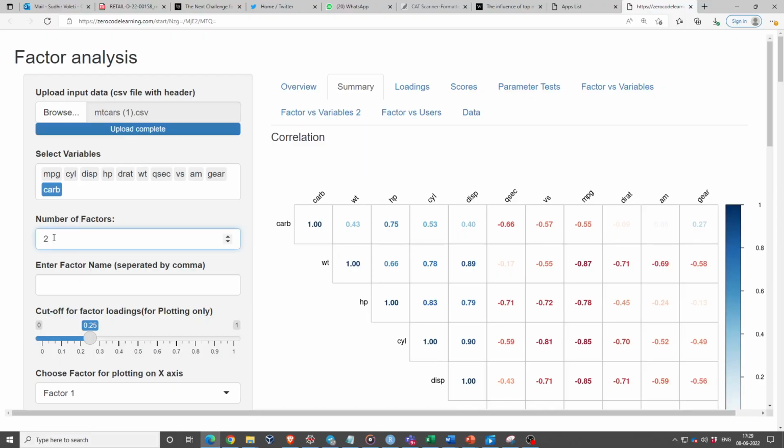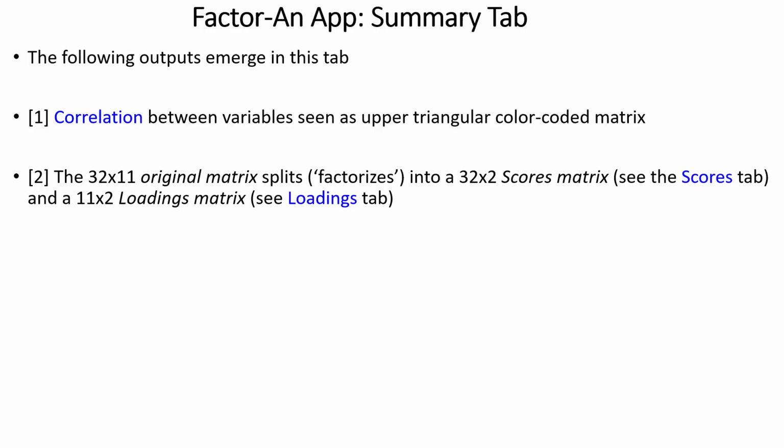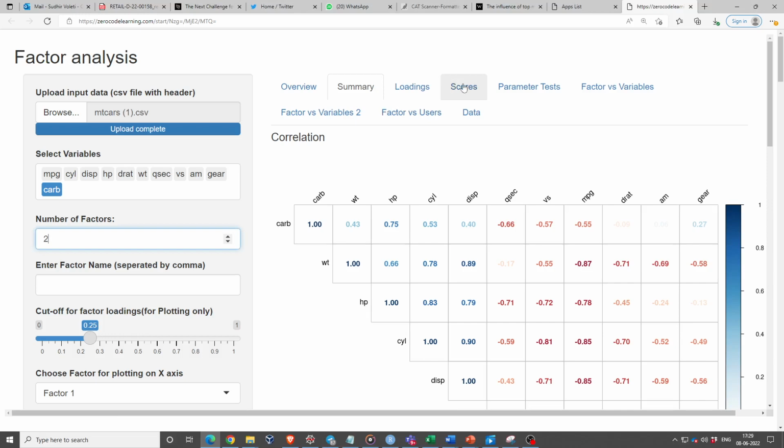The machine has chosen 2 as the optimal number of factors. We can change that. We will change that and see. For now, let's assume 2 is the number of factors. So the original 32 by 11 matrix is split into 32 by 2 times 2 by 11. The 2 and 2 will drop off and you will get 32 by 11 back. This 32 by 2 matrix is called the scores matrix. The 11 by 2 matrix is called the loadings matrix.